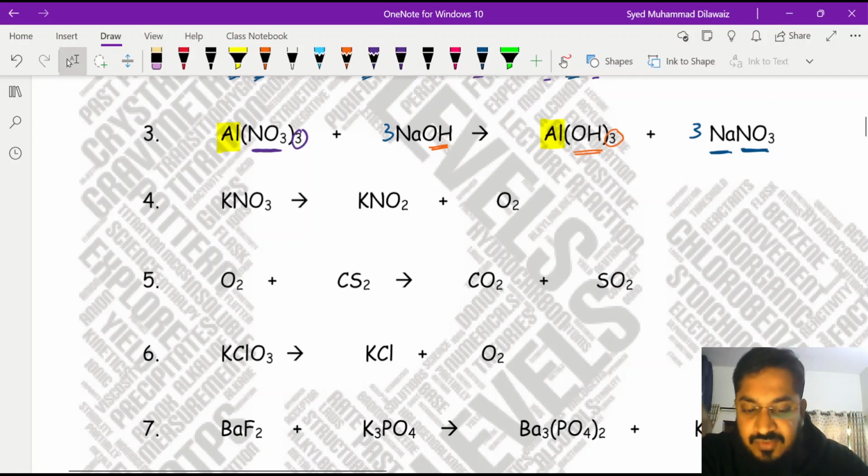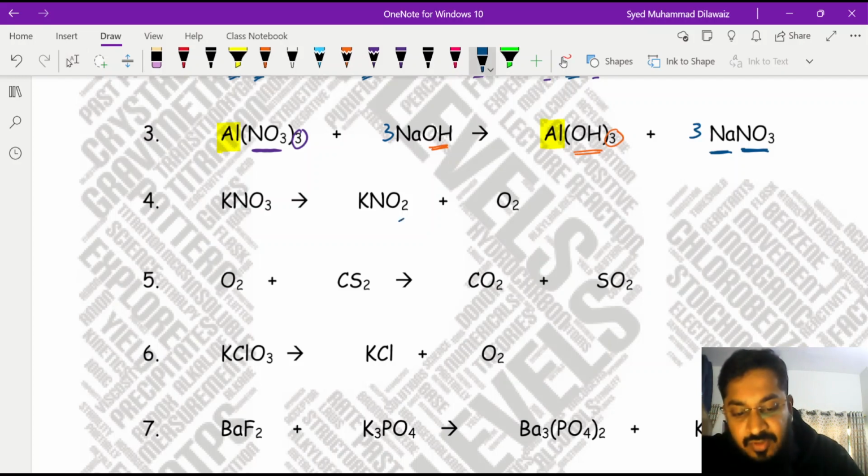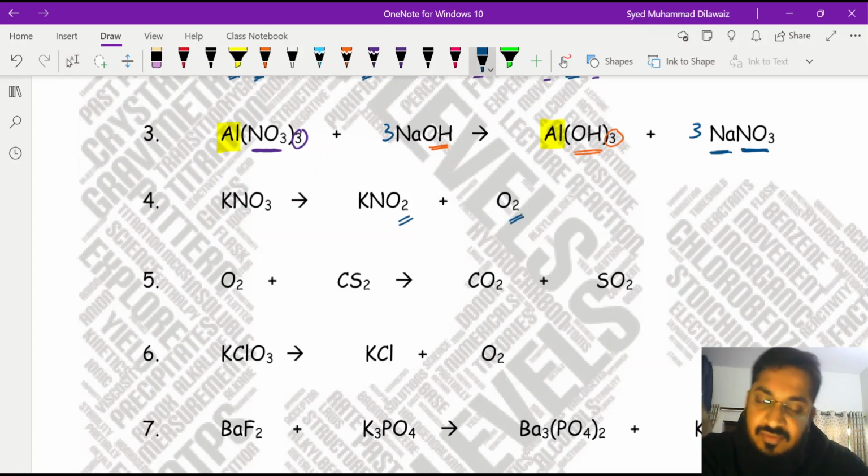For example, if we look at the quantity of oxygen on the right and left side, we have got 2 oxygen plus 2 oxygen. That makes it around 4 oxygens on the right side. So it's completely fine on the right. Just look at the left side. It says KNO3. KNO3 means there are 3 oxygen atoms.